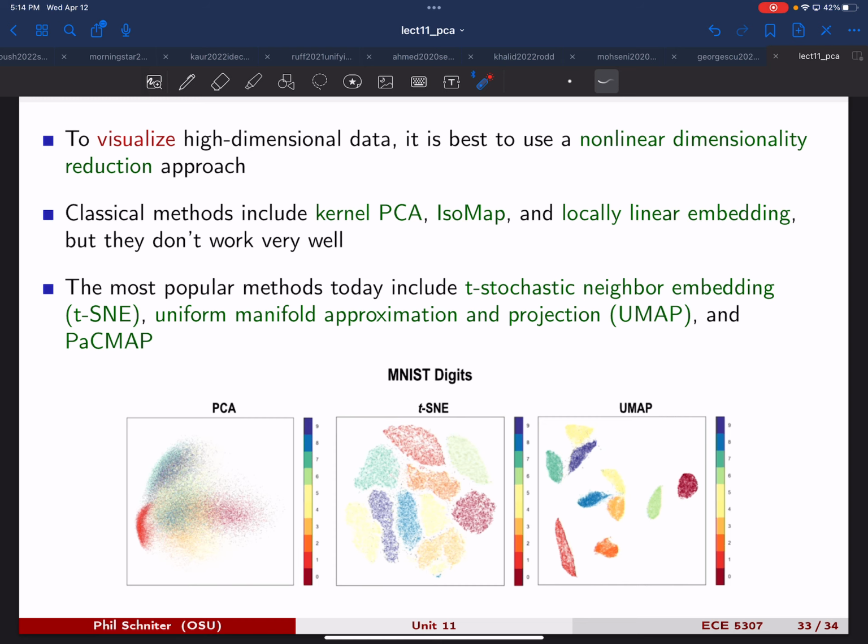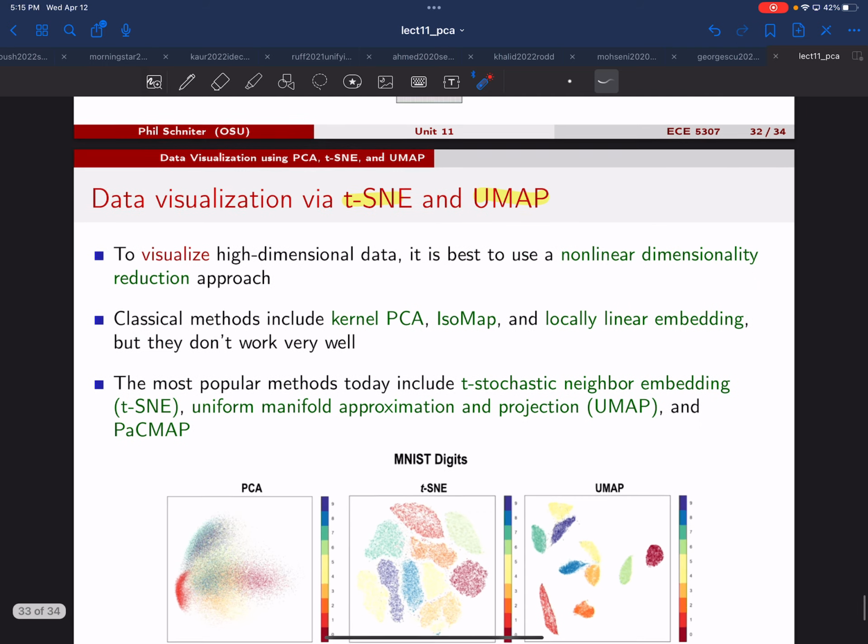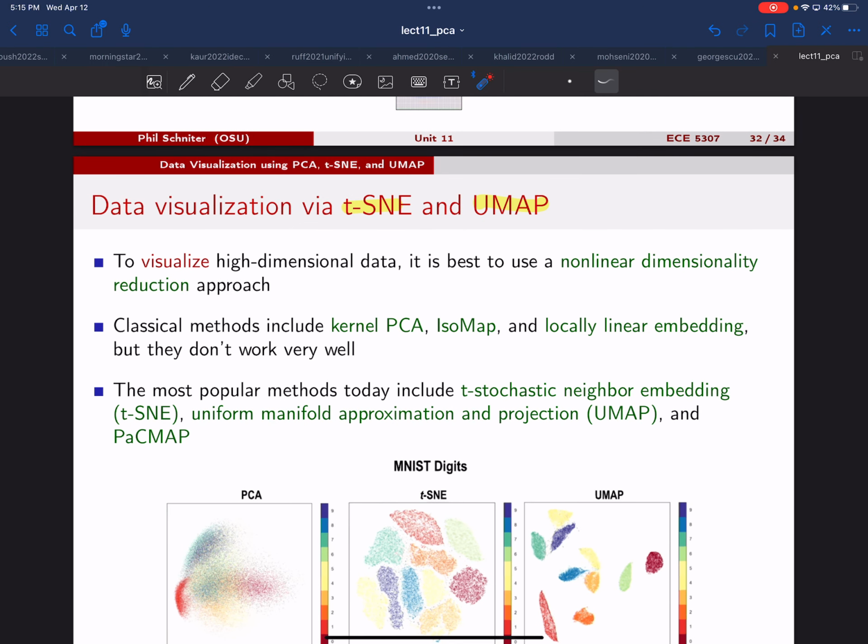Okay, so that's all I have to say for this unit. Sorry I went over time. Any questions on PCA or dimensionality reduction?